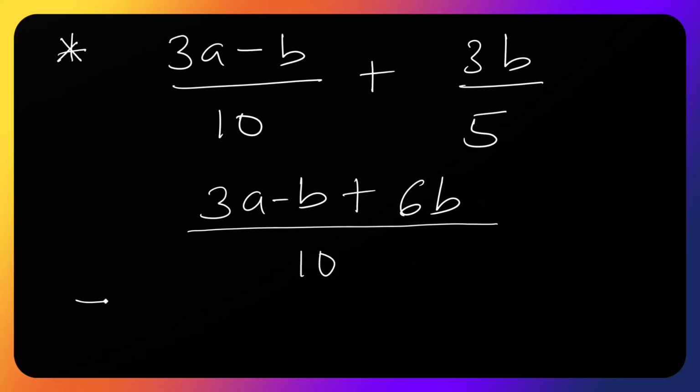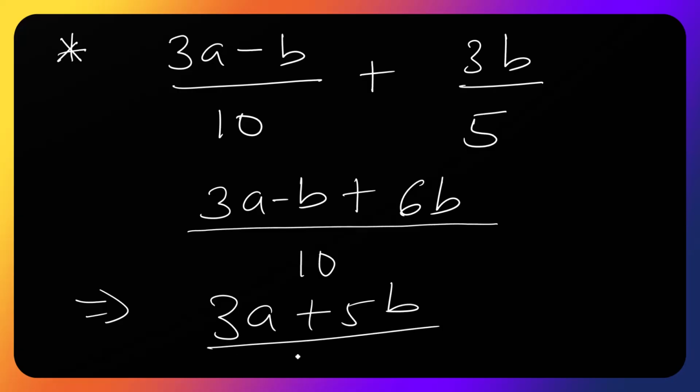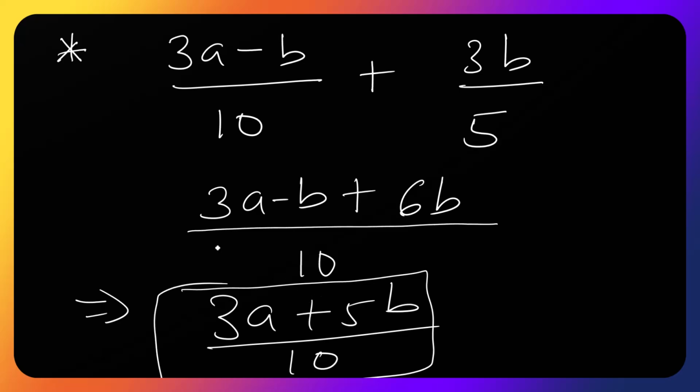So let's go ahead as we group like terms. So remember we have minus b here. So minus b against this one will be 5b. So we have 3a plus 5b on 10. So that's the final answer. Okay.